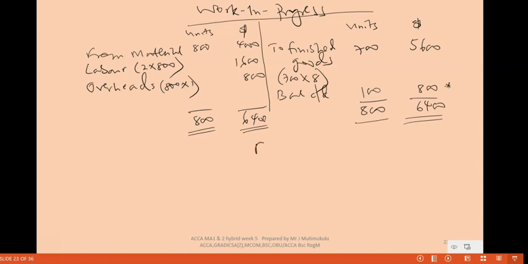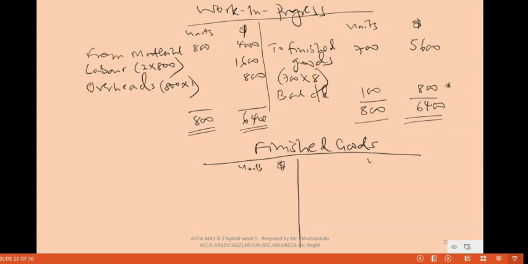Then lastly, we have to account for the finished goods. Those items which we have transferred from work in progress to finished goods. We know there are 700 items. So we are going to say units, amount, units, amount. So this is from work in progress, WIP, 700 units, and they are costing 5,600. Now these units, if they are not sold, we are still going to remain with our 700 units and $5,600. But if they are sold, then it means that the closing finished goods are going to be smaller.